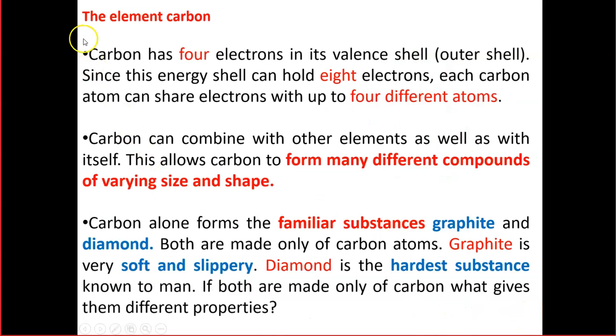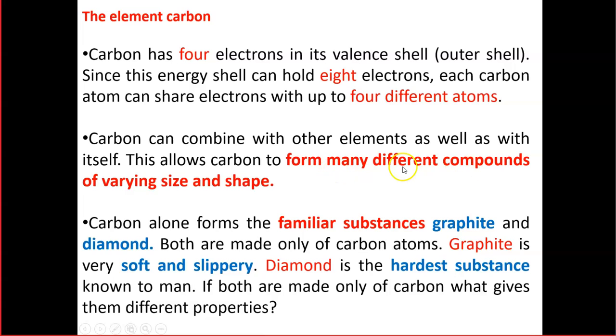So element carbon has four electrons in its valence shell, the outer shell. Just now I have shown you the figure. Since this energy shell can hold eight electrons, each carbon atom can share electrons with up to four different atoms, because to complete its valency it has to share its electrons with four. Then only eight will be there. So carbon can combine with other elements as well as with itself. With other elements it can form covalent bonds, and with itself also. So this allows carbon to form many different compounds.